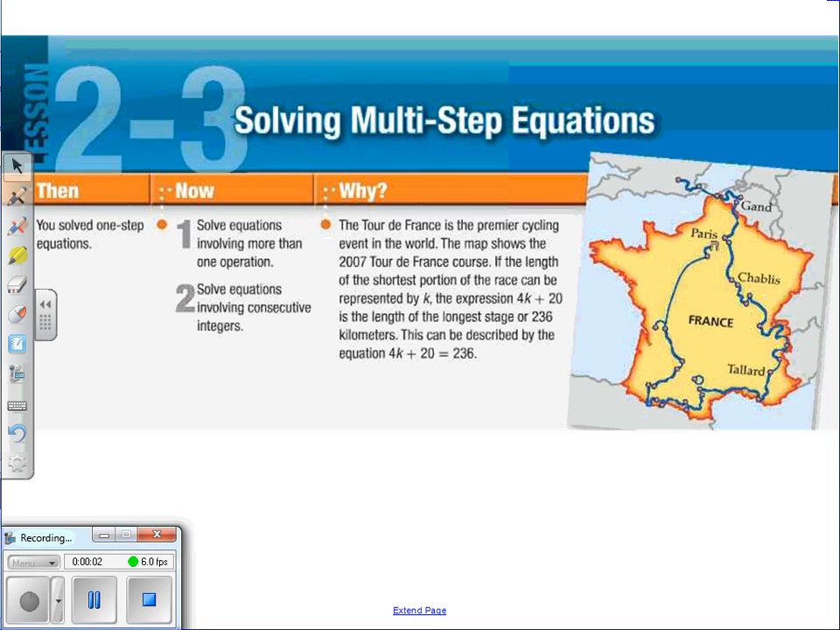Solving multi-step equations, lesson 2-3. So yesterday we were doing one-step equations. Today we're going to do equations that use more than one operation. We're also going to learn how to solve equations that involve consecutive integers. And we'll talk about what both of those terms mean in just a second.